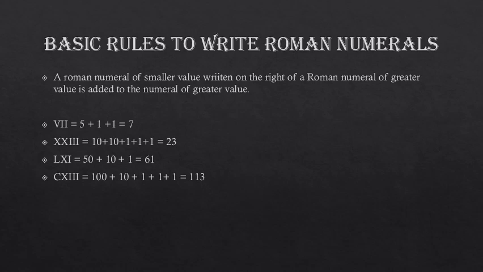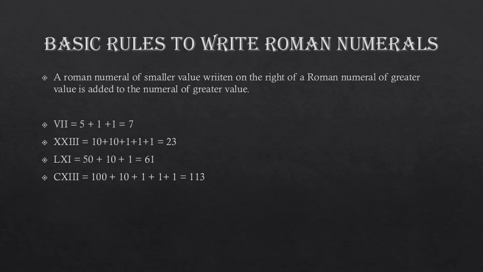Now children, again I'm going to read the above statement. A Roman numeral of a smaller value. Here the smaller value is what, children? I is a smaller value and V is a bigger one, right? Now the smaller value, that is 1, this I, is written on the right of a Roman numeral of a greater value. Here the greater value is V, children. V is greater because V equals 5. So V is greater and I is written on the right of a greater value.